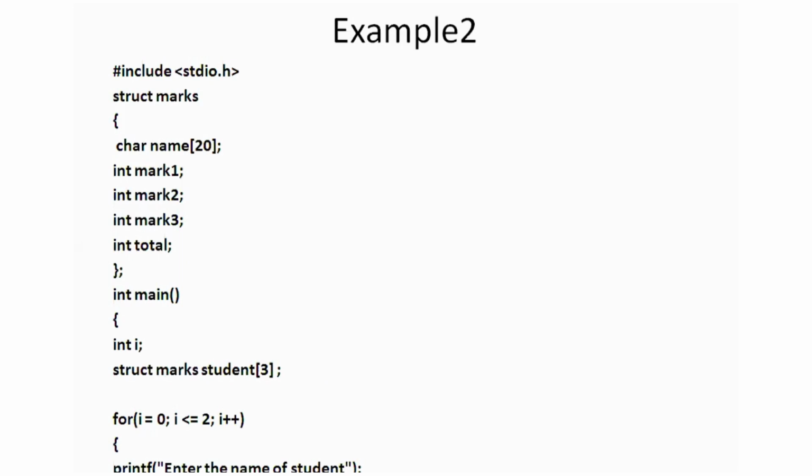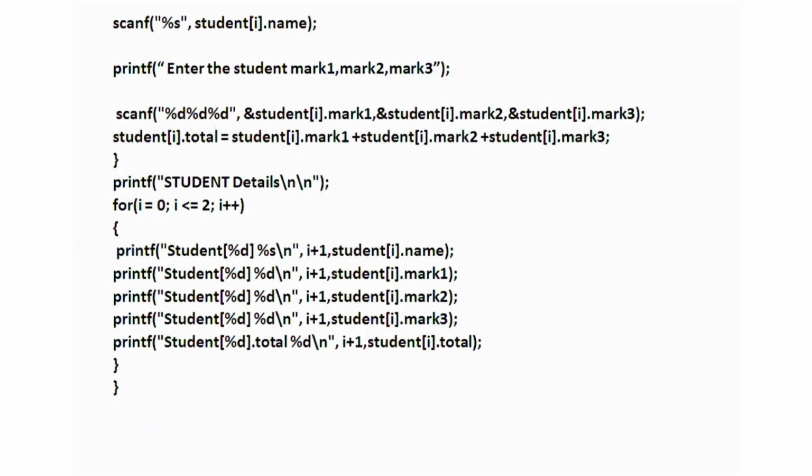The same program I have modified. One extra thing is added here: name of 20. Name is also added, along with mark 1, mark 2, mark 3, and the total. The structure is defined, and within the main program the same array of structure, student of 3, is used. We enter the name of the student and receive it using the scanf statement, and with the help of the printf statement we get the input from the keyboard.